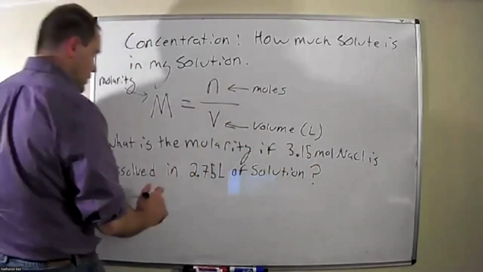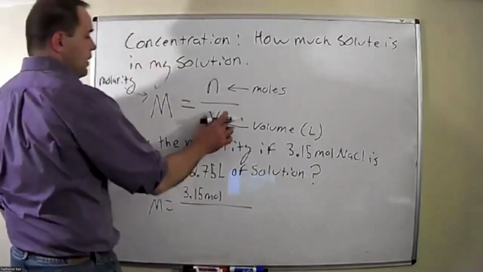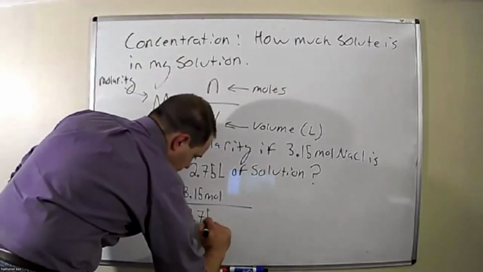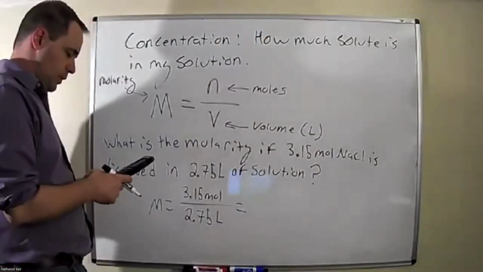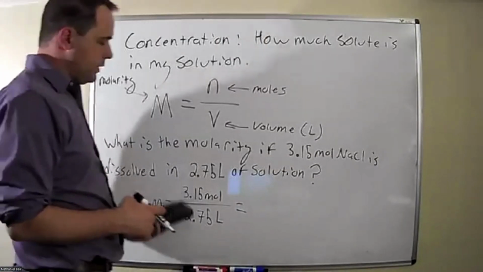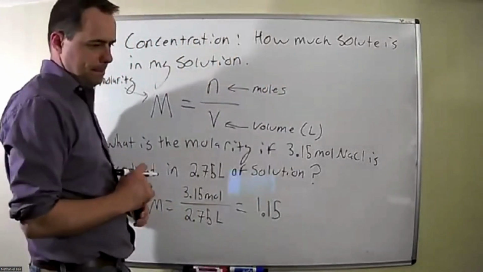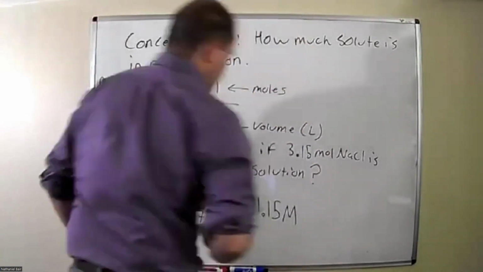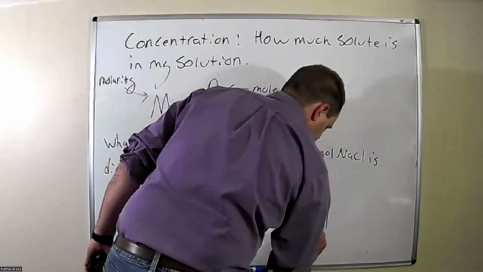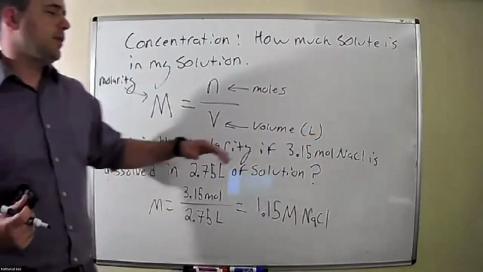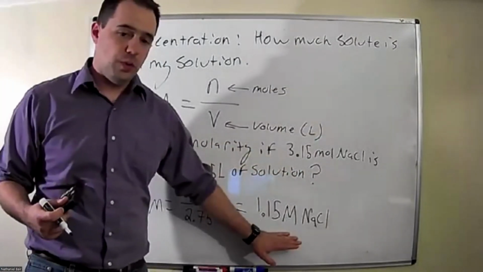We plug the 3.15 in, so molarity equals 3.15 moles divided by the volume, 2.75 liters. 3 sig figs divided by 3 sig figs. That would be a 1.15. The 4 rounds up. Then we would do a capital M for molar. And then we write the identity of the solute, NaCl. So a solution that contains 3.15 moles of sodium chloride in 2.75 liters of solution would be a 1.15 molar sodium chloride solution.